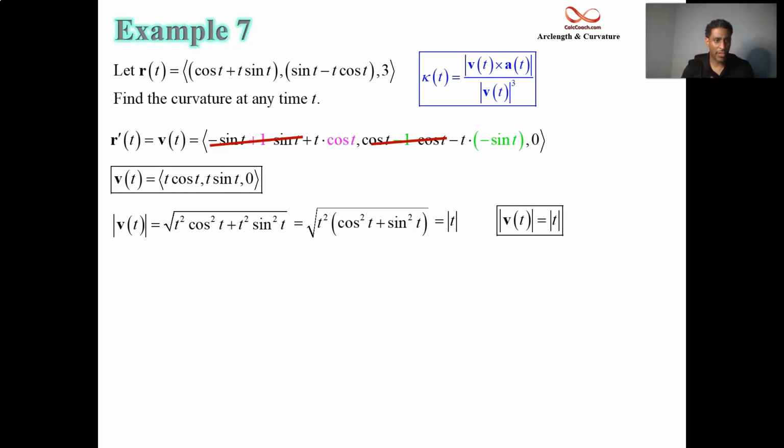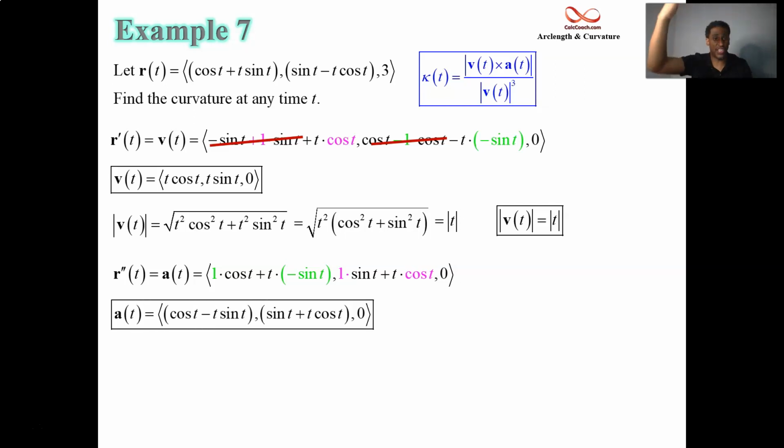Now let's get acceleration by taking velocity's derivative, product rule: derivative of the first times the second plus the first times the derivative of the second, and then do it again for the other component. We have velocity's derivative, which is acceleration. No cancellation though, unfortunately. So the acceleration vector will look a lot like the original position vector. And we are ready to cross these two guys.